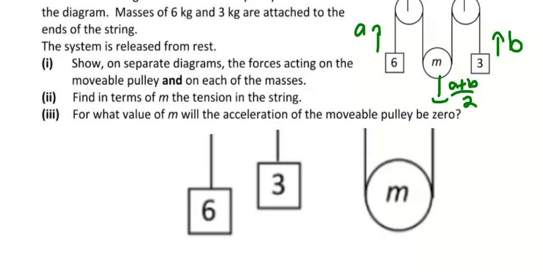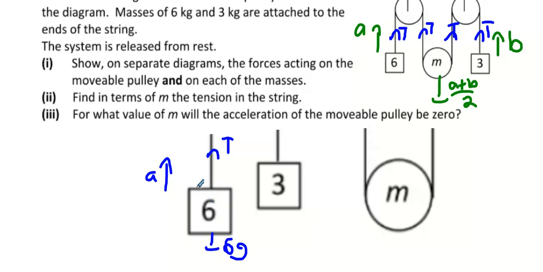Now, the tension's the same throughout the string. Why? Why is the tension always the same? One string, same tension throughout. So let's go for this. So that's T, and that's 6G, yeah? And acceleration going upwards.